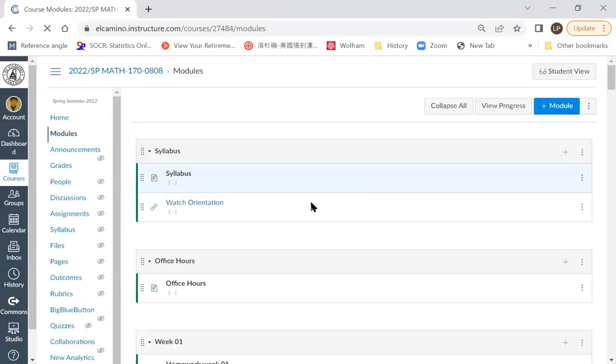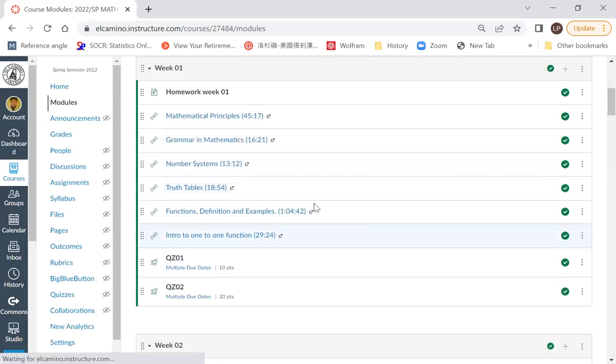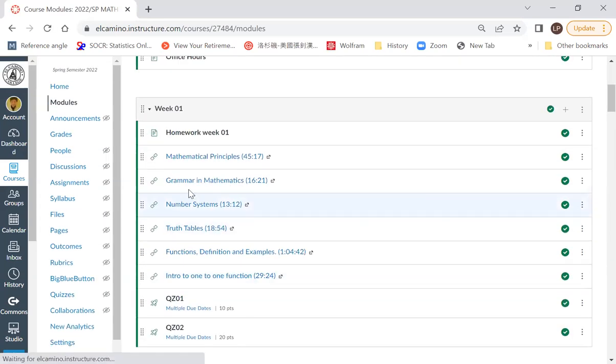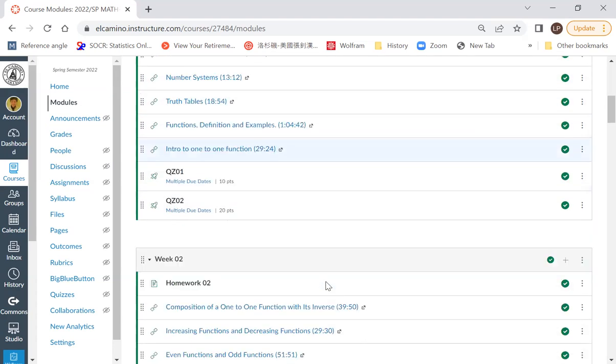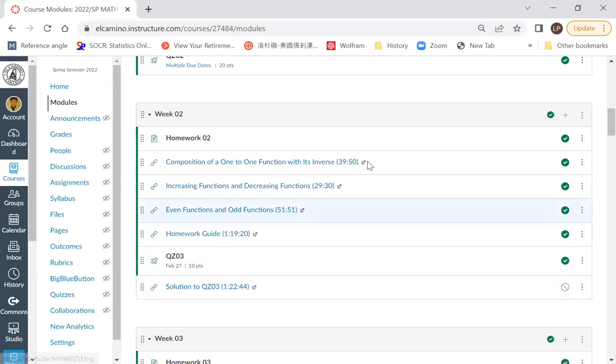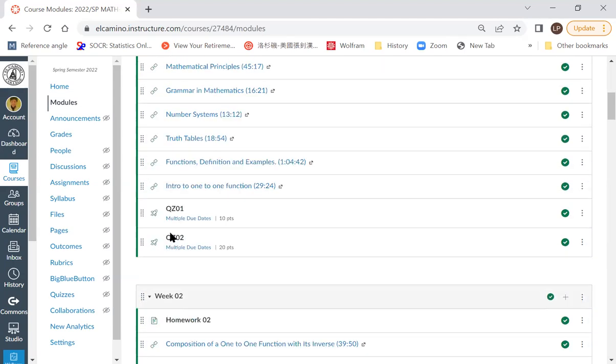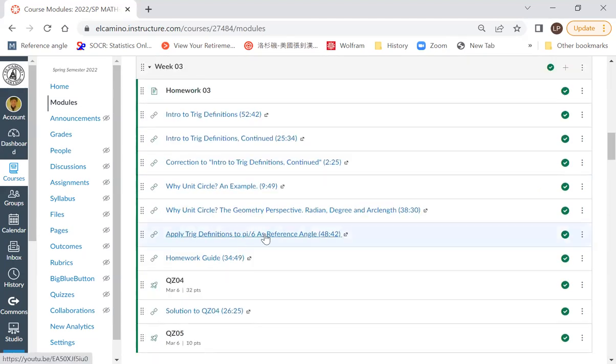module. In the first week, we covered math principles, all of these concepts: the definition of function, one-to-one function, and the composition of one-to-one functions. Increasing, decreasing, even and odd functions are going to be covered, okay? In particular, we covered the functions that we have studied.